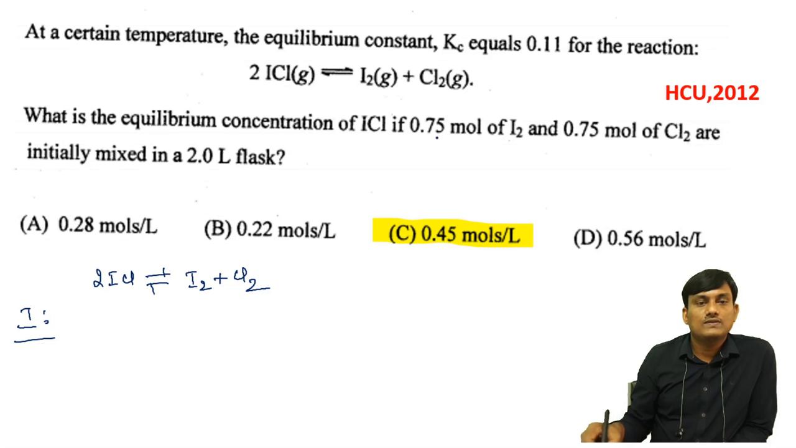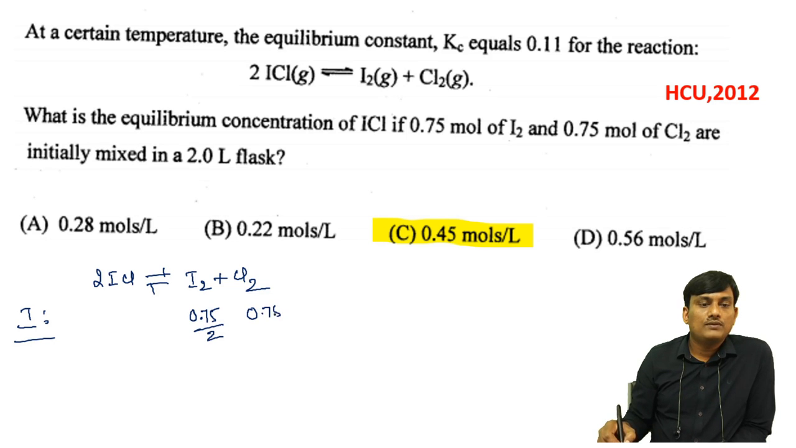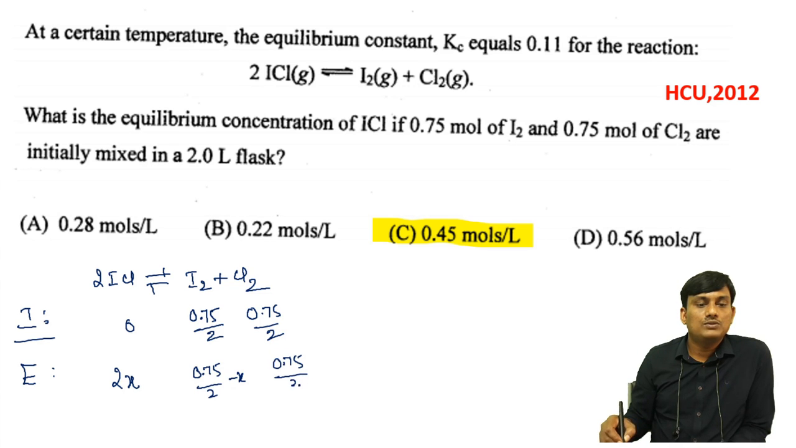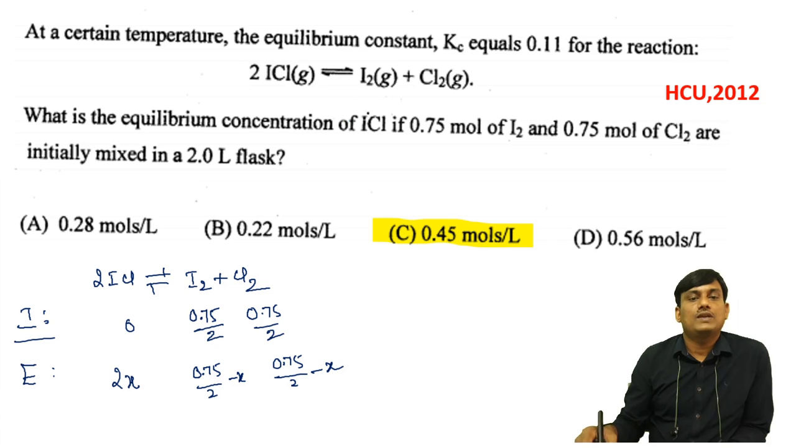Initial concentrations are 0.75 mole by volume 2, and this one also 0.75 mole by 2. This one is 0. At equilibrium, when there is a consumption of X amount, there is a formation of 2X. Here 0.75 by 2 minus X, and this one also 0.75 by 2 minus X.